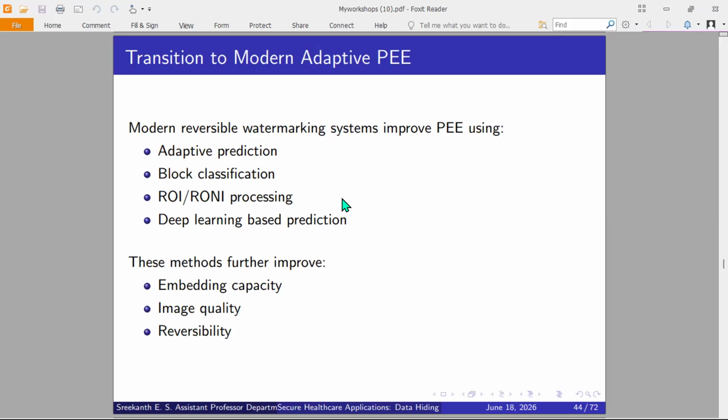So what is the advantage? If the prediction error is 0, the embedding rate will be very good. The resulting watermarked image will be looking better. That is the advantage. So all these will affect embedding improvement in capacity, image quality, and reversibility.